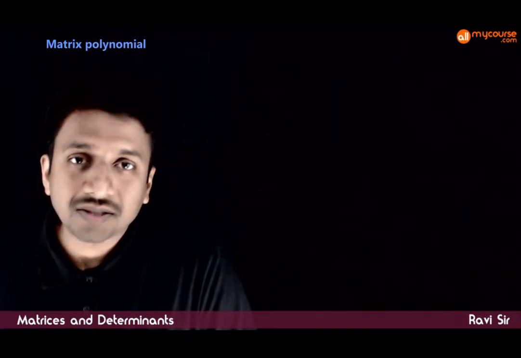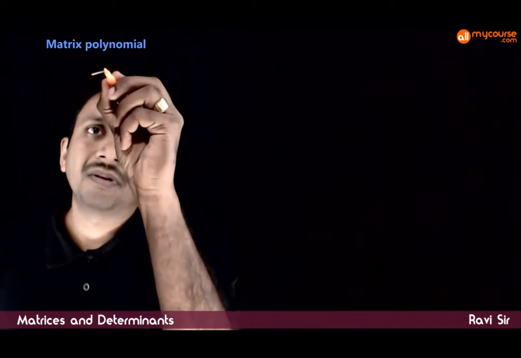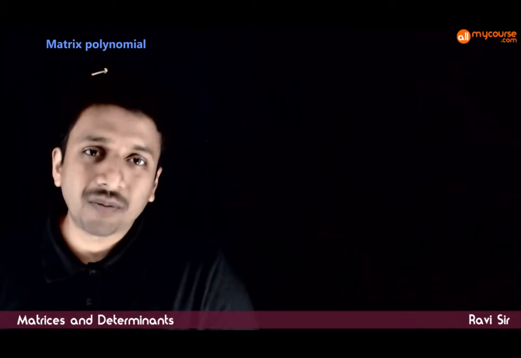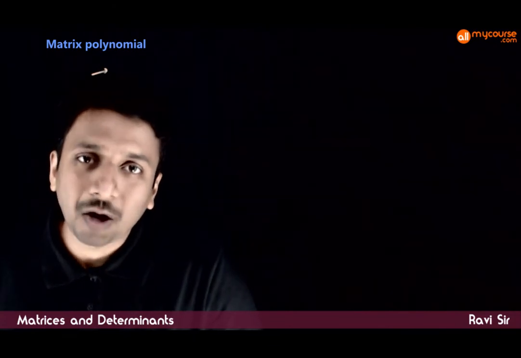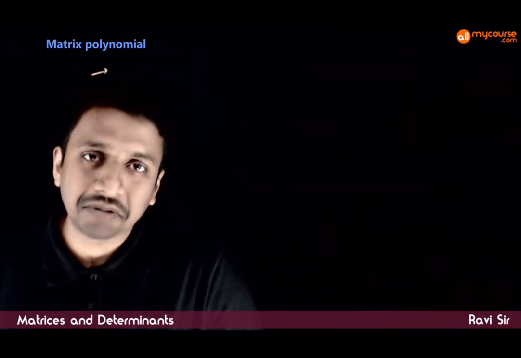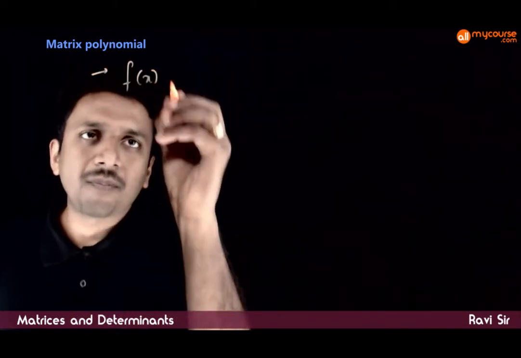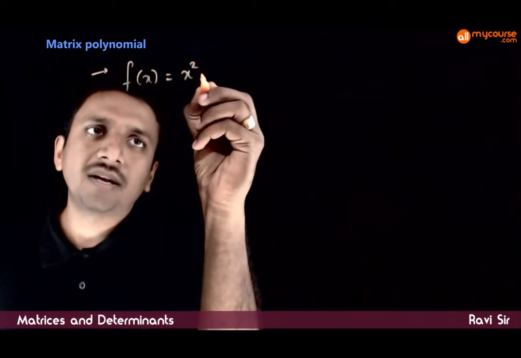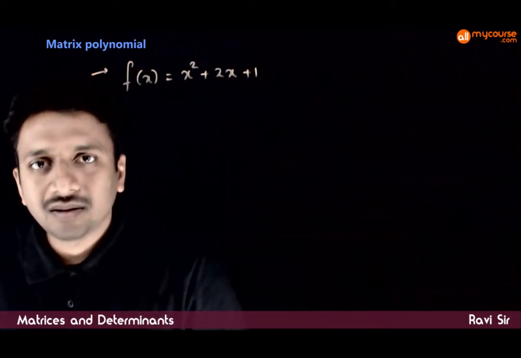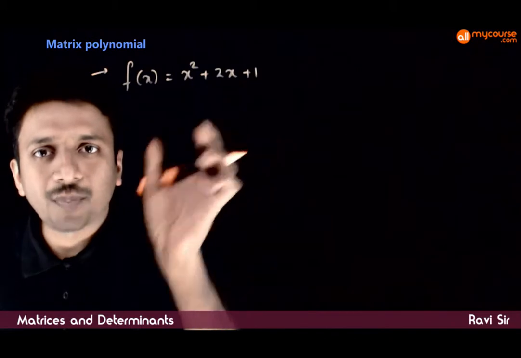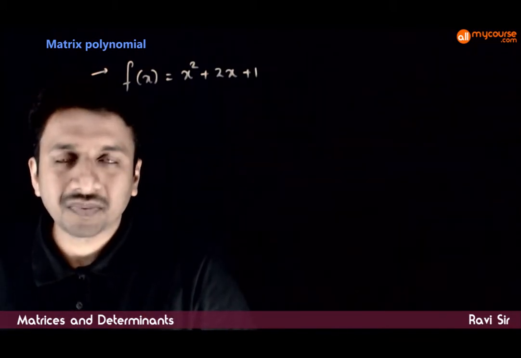In this video, let's look at what a matrix polynomial is. So you know what a general polynomial is. Let us take an example of a polynomial defined on real numbers. Let f of x be a polynomial which is x square plus 2x plus 1. This is a quadratic polynomial defined on a set of numbers.